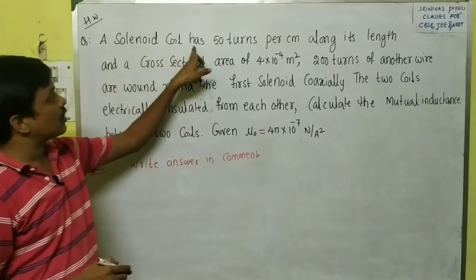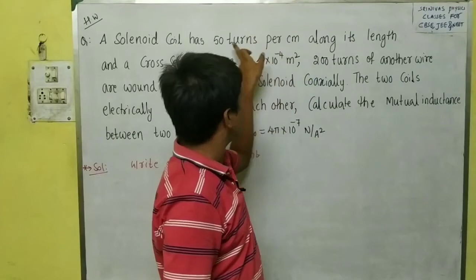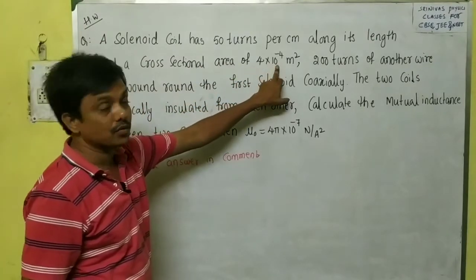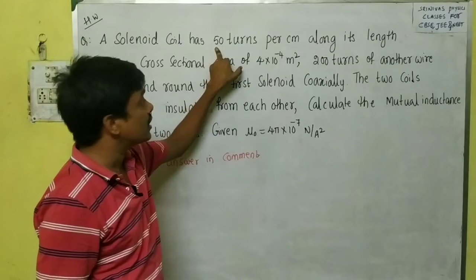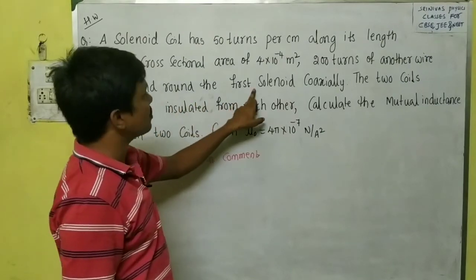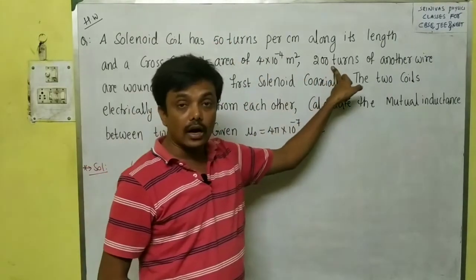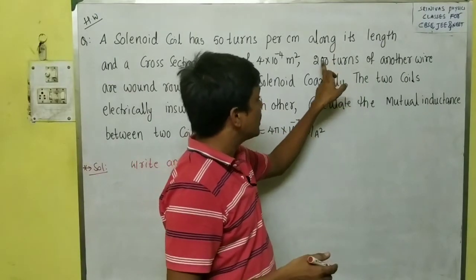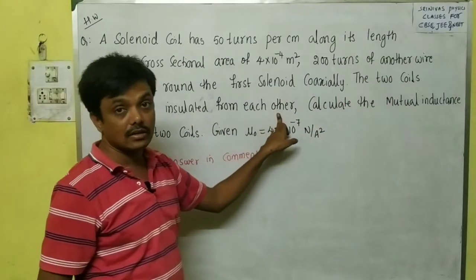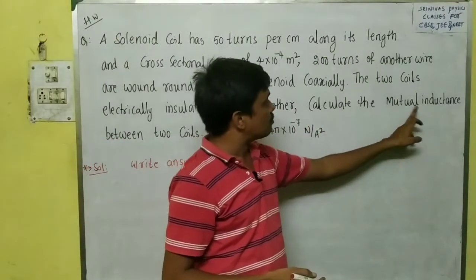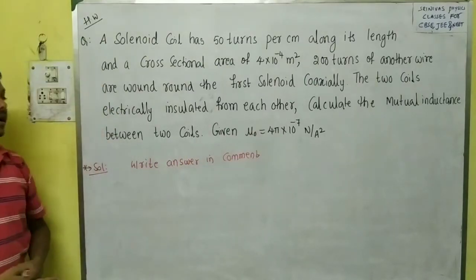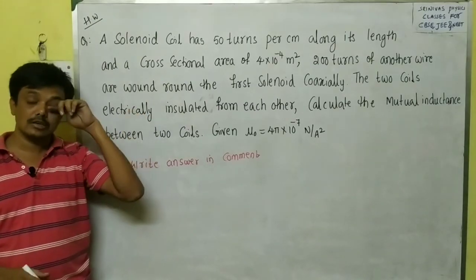What is this? A solenoid coil has 50 turns per centimeter along its length, and area of cross section 4 into 10 power minus 4. One solenoid's number of turns per unit length they gave, small n1, and the area they gave. 200 turns of another wire are wound round the first solenoid. Over the first solenoid there is another wire wound, another solenoid. It has a total number of turns 200, and the two coils are electrically insulated from each other. Calculate the mutual inductance between the two coils, given mu naught is equal to 4 pi into 10 to the power of minus 7. This is also a previous problem.